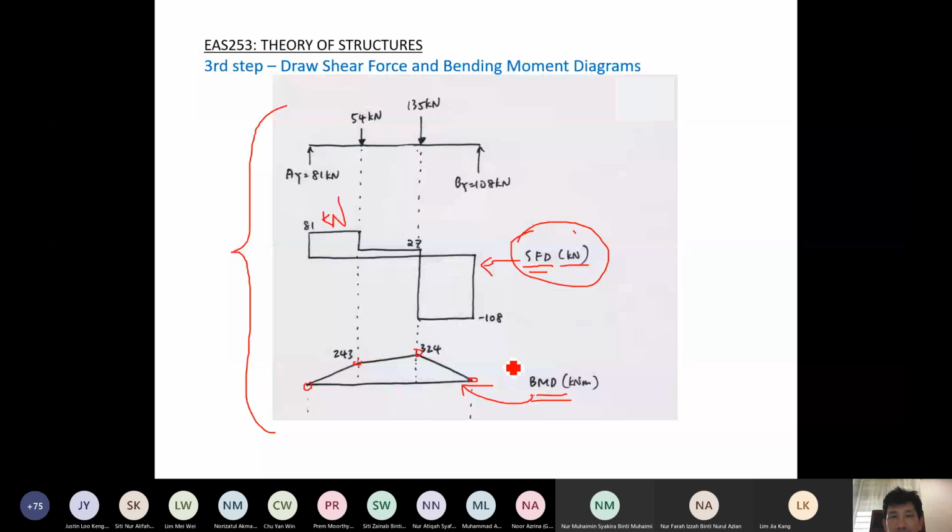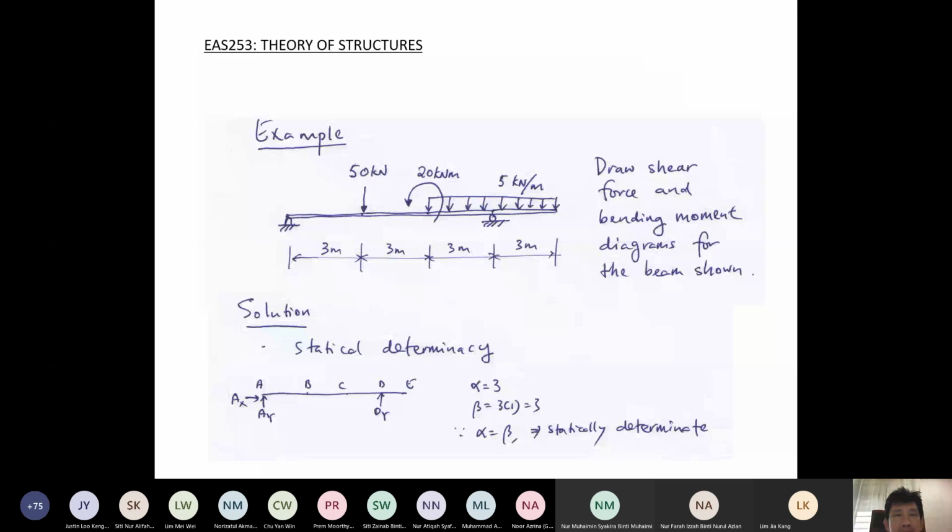Okay. So let's look at another example. This is just an example. This is a simply supported beam with the overhang here. With the overhang, just now we had simply supported. So simply supported, let me go back. Simply supported, you have a shear force here, 81, negative 108. This is the same as the reaction force here. The magnitude is the same as the reaction force here.